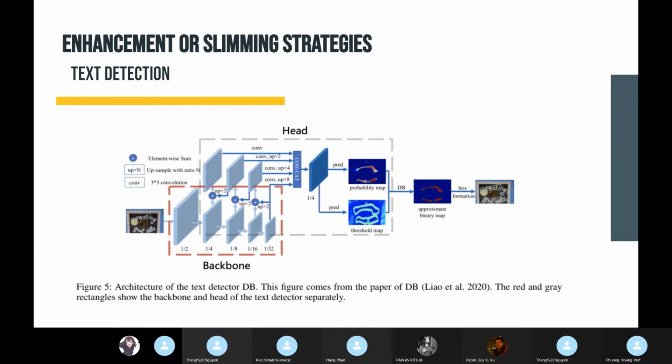So you have two branches of prediction. The first branch is the probability map, right? The other branch takes 1/4 of that and then predicts again with the threshold map. So what is that? You mean this? Yeah.